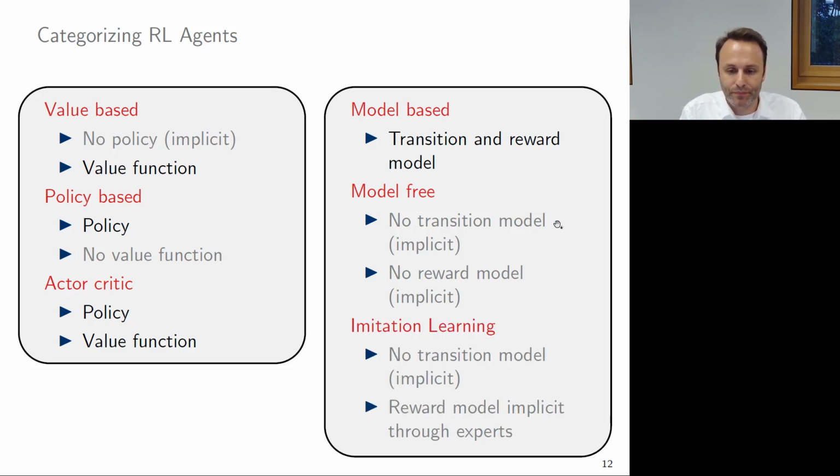Those are the most popular. Then there is a middle ground, which is imitation learning. Here we don't have a transition model and also no reward model, but we get some expert signals about the reward.